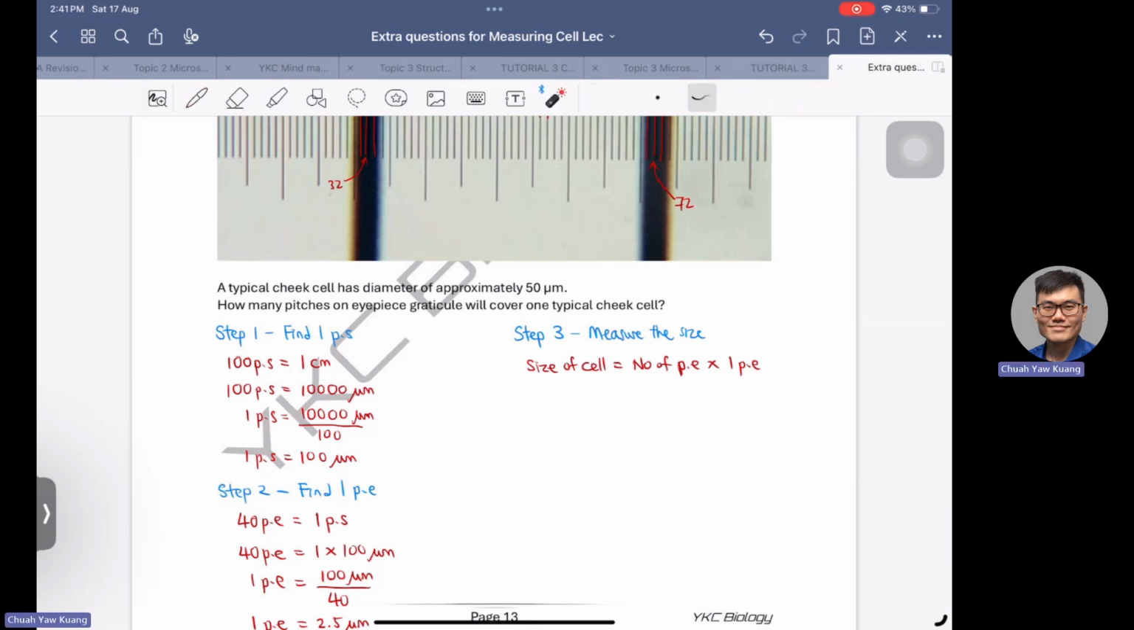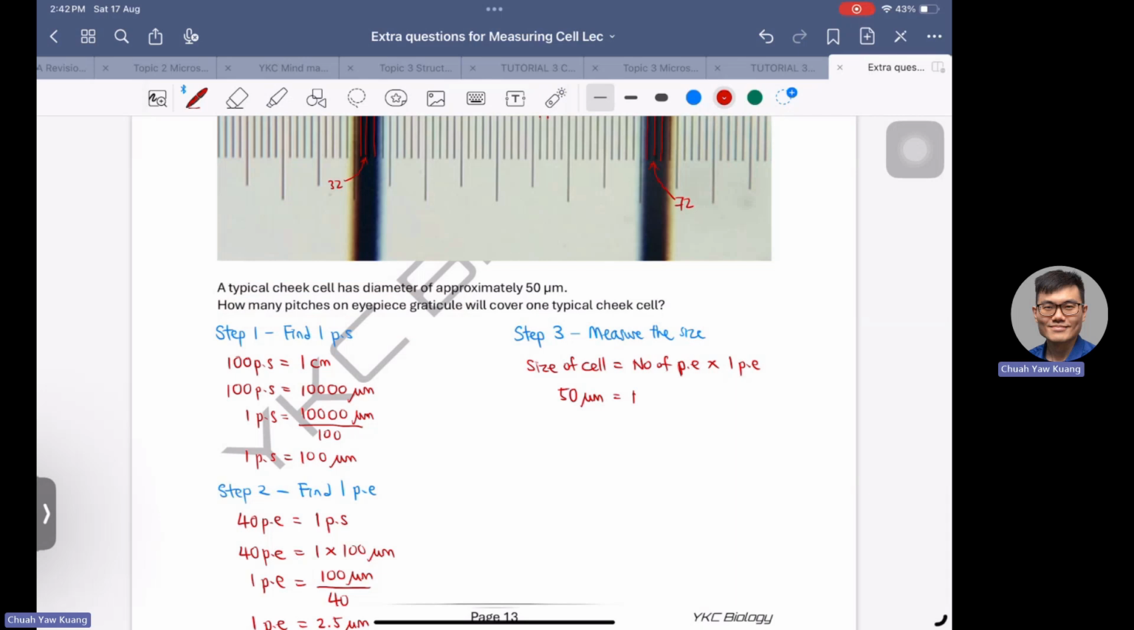Okay, but as I mentioned at the beginning, this question is a bit special. Instead of asking for the size of the cell, they are giving us the size of the cell, but they are asking for how many pitch on the eyepiece reticule that will cover this cell. Okay, but since we have this equation already, then we will just substitute whatever info that we have. So based on the question, the size of cell is 50 micrometer. Number of pitch on the eyepiece reticule is what we want to find.